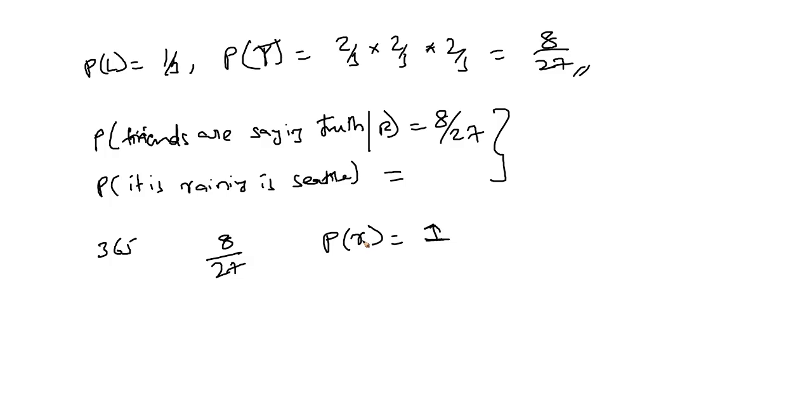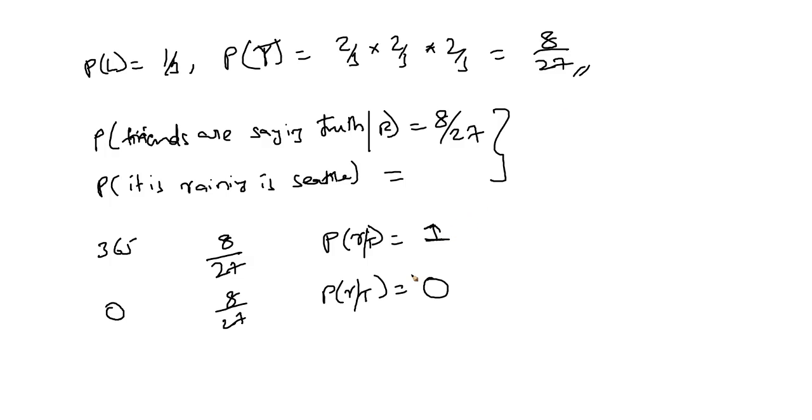It's raining whether or not your friends are saying the truth. Like, if it never rains in Seattle, even though the probability is 8 by 27, the probability that it rains, given that your friends are saying it's raining, is actually 0. It's not 8 by 27. So these two questions are different, and our solution fails in these two scenarios.